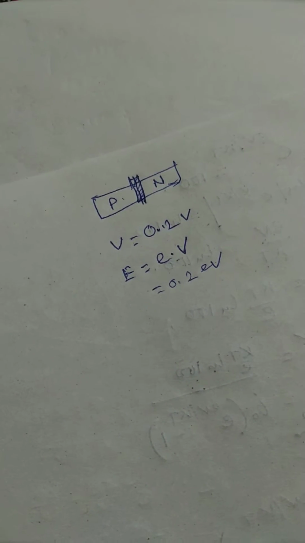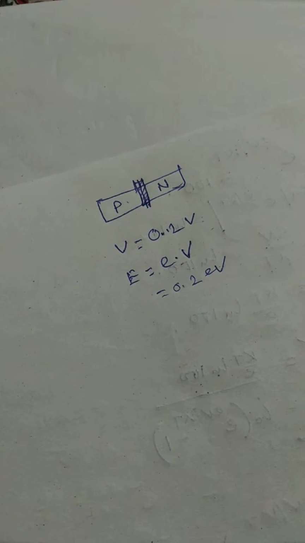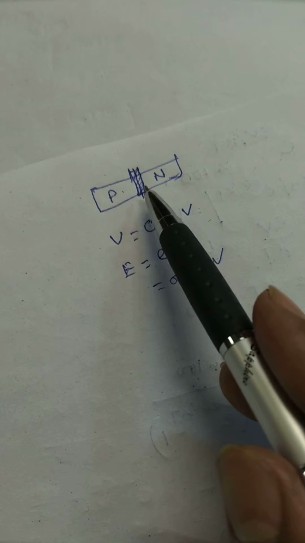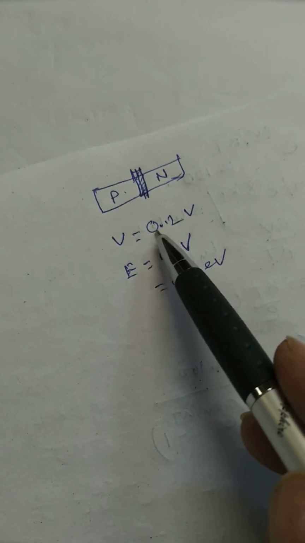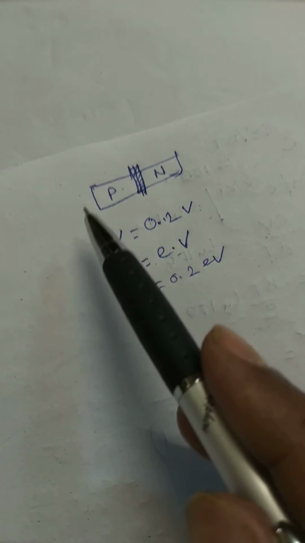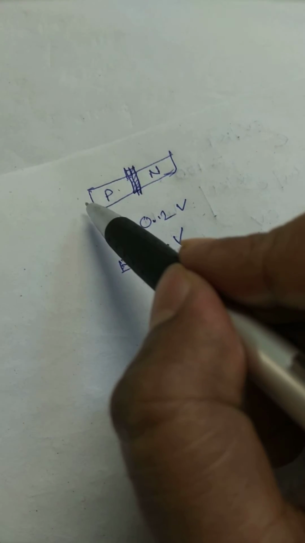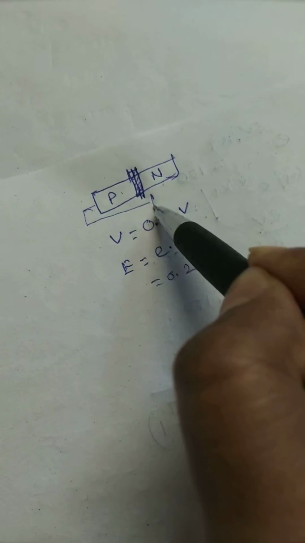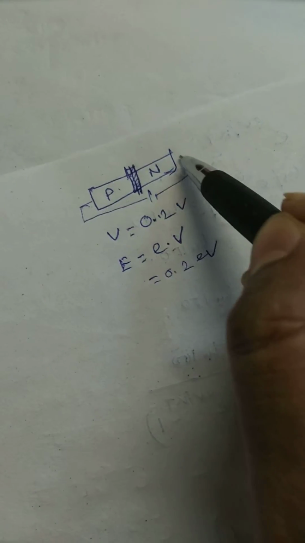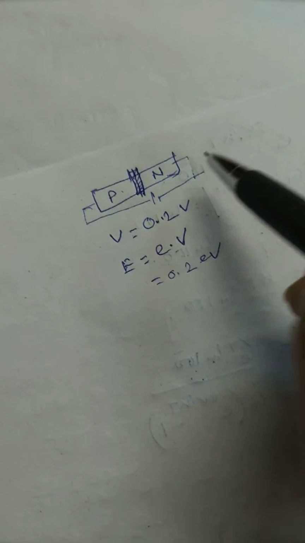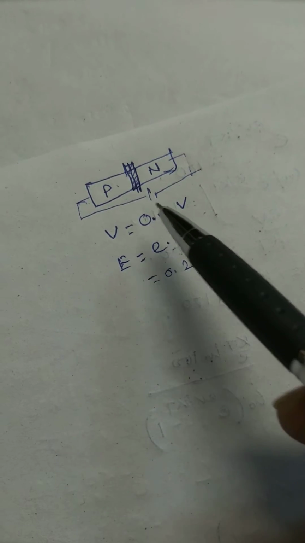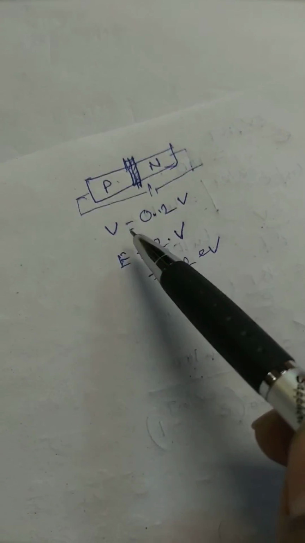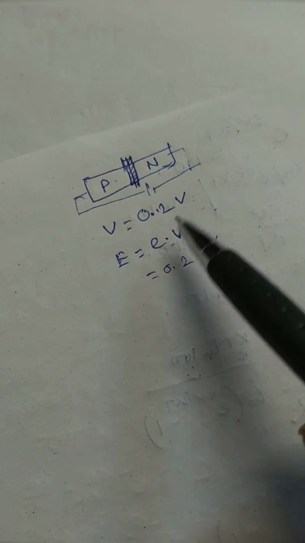Now the junction is forward biased by 0.1 volt. So the reverse bias already set up in this is 0.2 volt, and we are now helping the holes by forward biasing it. Its value is 0.1 volt. So it is actually decreasing the value of the potential barrier.